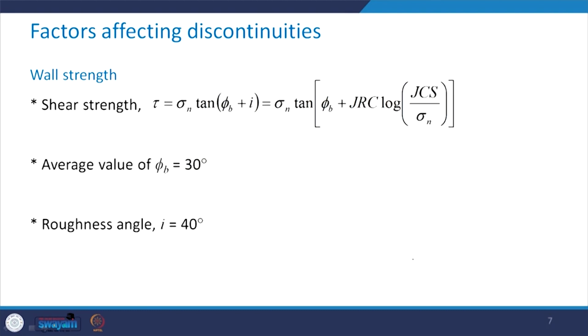And if you substitute all these values of the expression for i in this expression of tau, this is the resulting expression, which will give you the shear strength of the joint wall. The average value of phi b can be taken as 30 degrees and the roughness angle can be taken as 40 degrees.